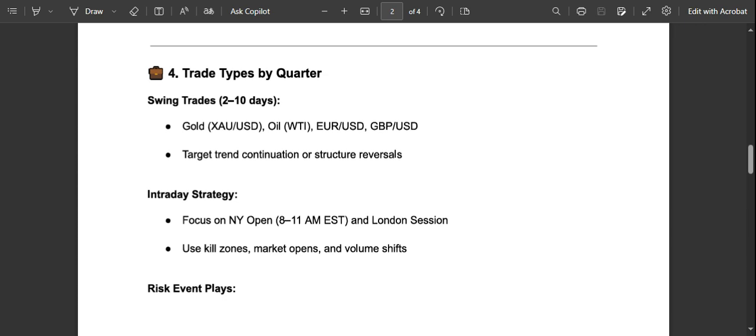Now with the next one, we have the intraday strategy. The intraday strategy tells us that we need to focus on the New York open session.